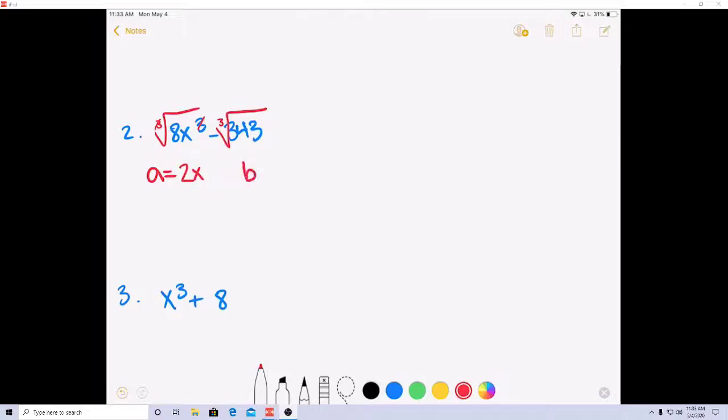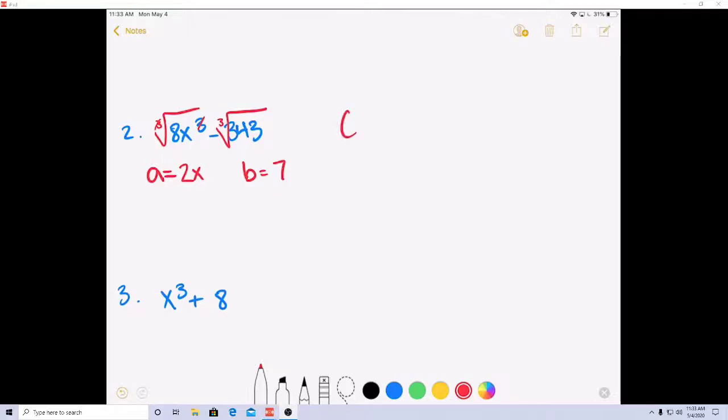And then my b, well, the cube root of 343 is 7. I believe. Pretty sure. Gonna go with it. I'm about 99.9% sure it's 7. Don't even need to look. Okay, so again, if you need to look online to find the perfect cubes, that's fine. Or if you're not sure, if you think it's 7, do 7 times 7 times 7, and you'll get 343. So that's how you find your A and your B.